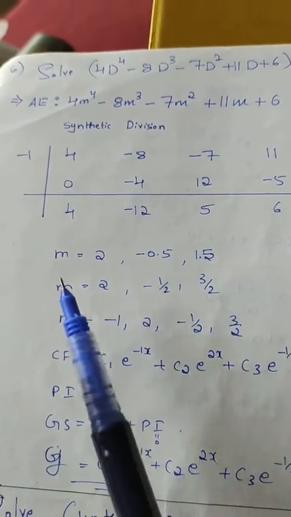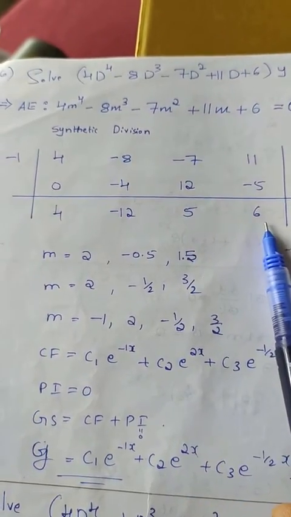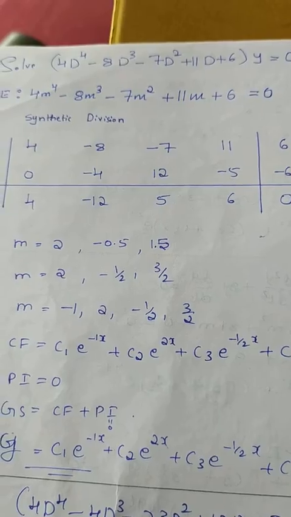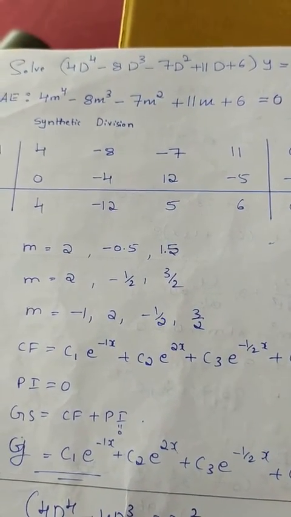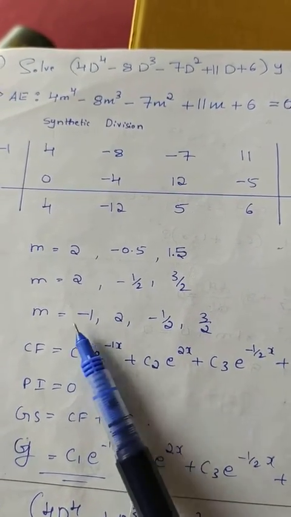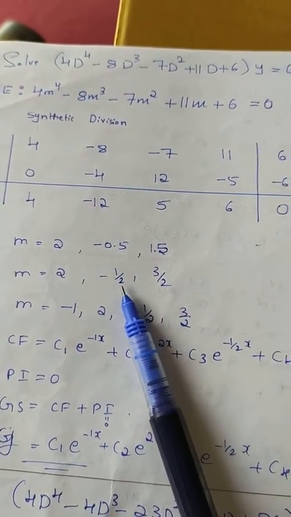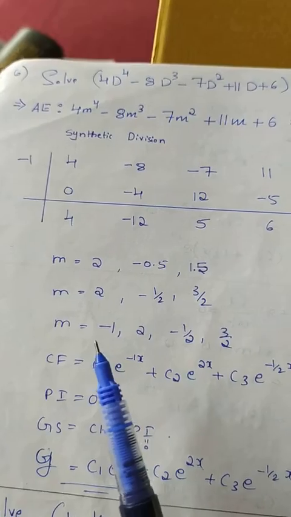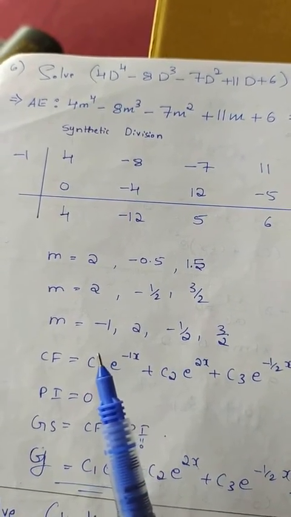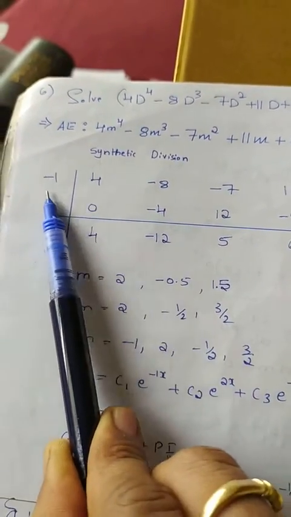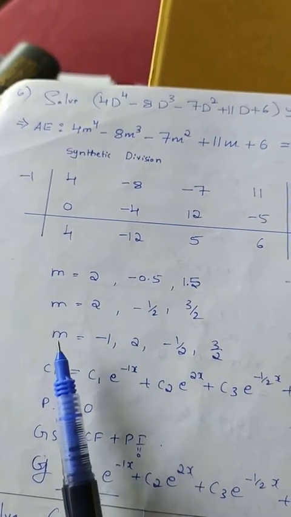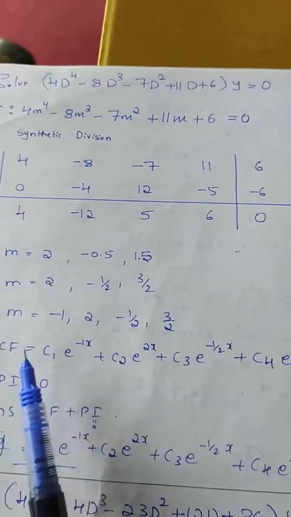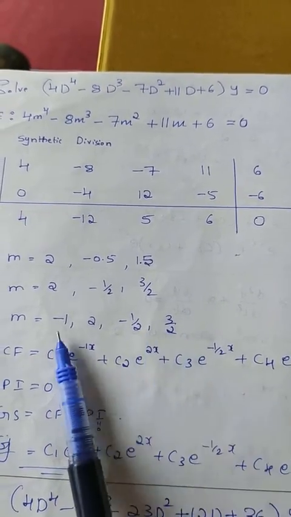Next, by using these 4 coefficients, 4, minus 12, 5 and 6, use calculator to find the remaining 3 roots. What are the remaining 3 roots? 2, minus 0.5 means minus 1 by 2, and minus 1.5 means minus 3 by 2. Now, total number of roots are 4, not 3: this one and these 3. Therefore, roots are minus 1, 2, minus half, minus 3 by 2. All are real and distinct.